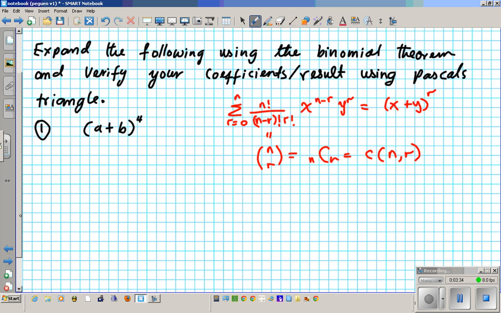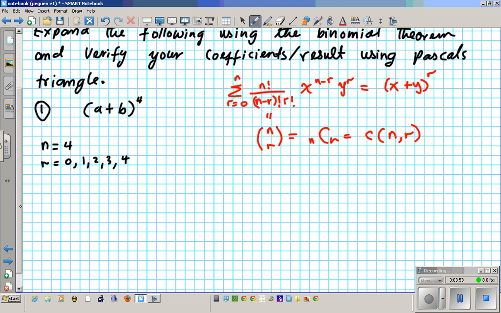So in this problem, you just need to remember that n is 4, and then r is going to go from 0, 1, 2, 3, all the way to 4. Alright, so that's how it's going to work.